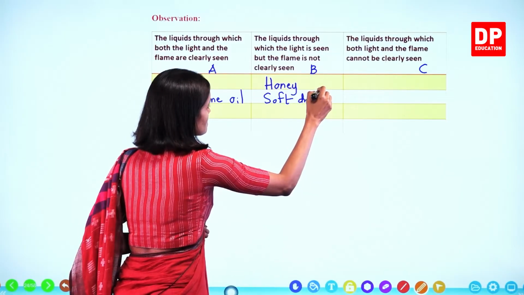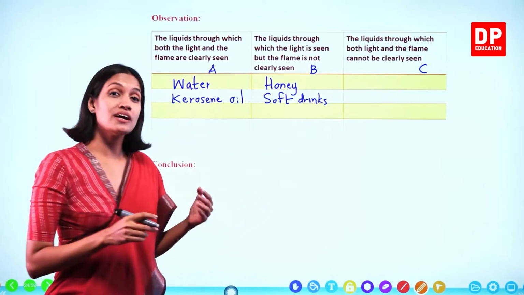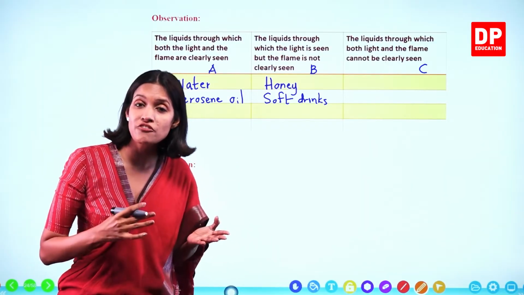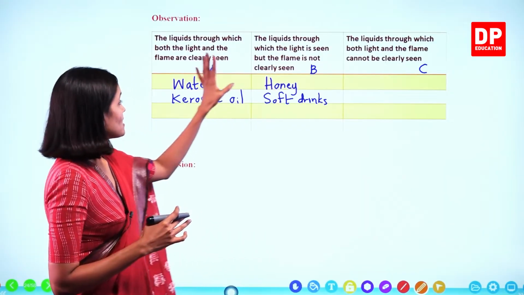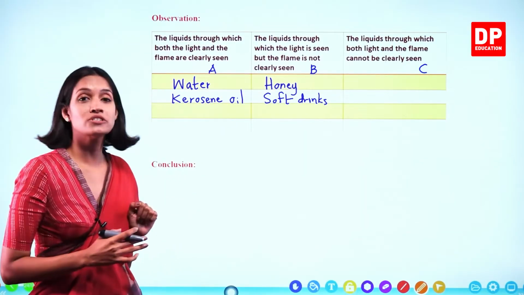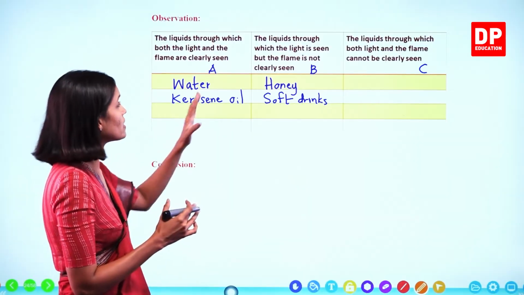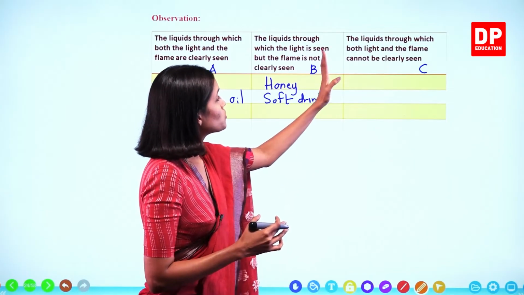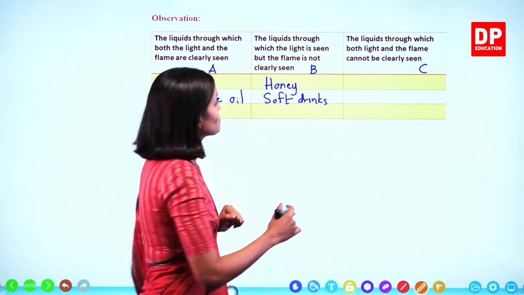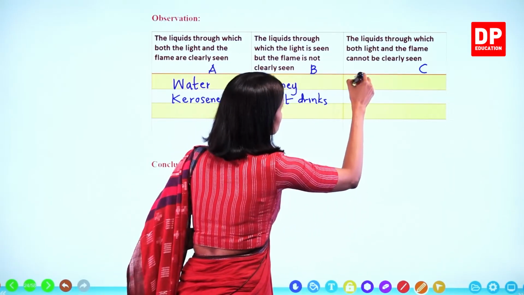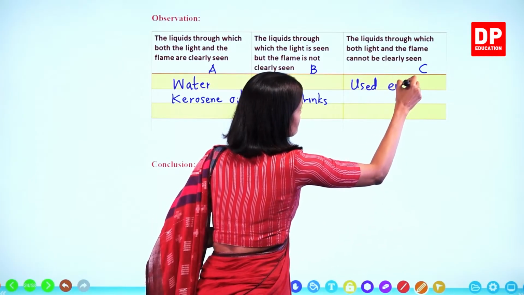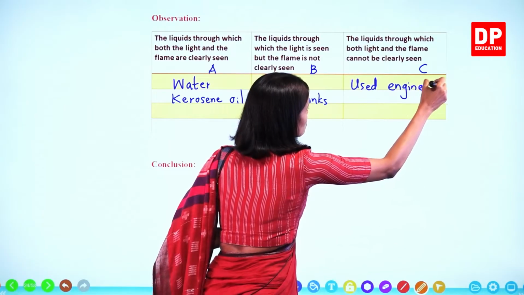Soft drinks. So if you use the colorless soft drinks, now soft drinks are of different colors. If you use the colorless soft drinks, it will act as water, the same observation as water, you will be able to see, right? The liquids through which both light and the flame cannot be clearly seen. What was that solution? Used engine oil.